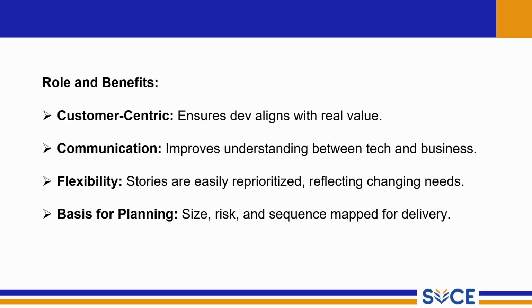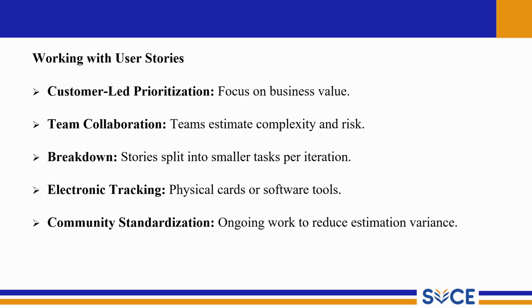Basis for planning. User stories help teams plan their work efficiently. Each story can be estimated based on size, risk and effort. This makes it easier to schedule work into sprints and deliver incrementally. They also help identify dependencies and organize the delivery in the right sequence. So overall, user stories help Agile teams build the right product, communicate clearly, adapt quickly to change and plan work efficiently. And next one is working with the users.